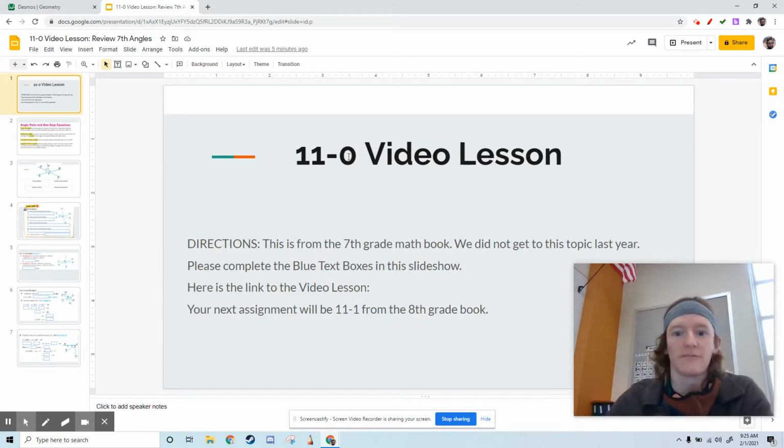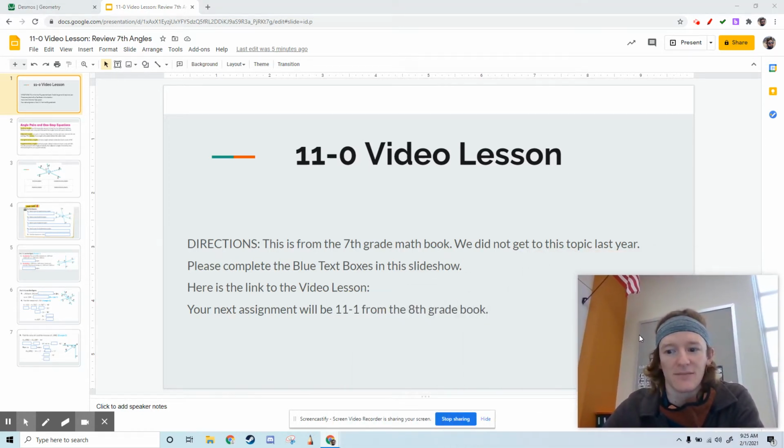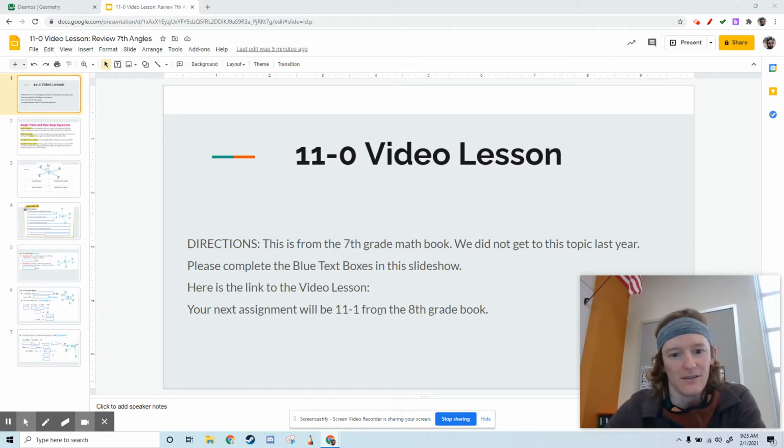This is stuff from the 7th grade math book. We did not get to this topic last year, so we're going to very quickly, in a couple days here, review the 7th grade stuff, and then your next video lesson will be back in your 8th grade math book. So you're going to complete the blue text boxes, and it says here there's a link to the video. It will be here. That video link doesn't exist yet because I'm making it right now.